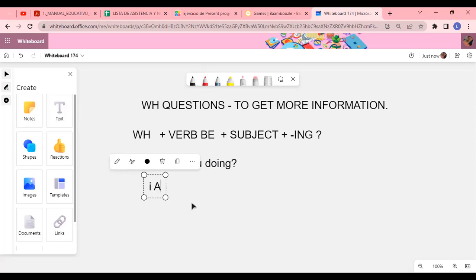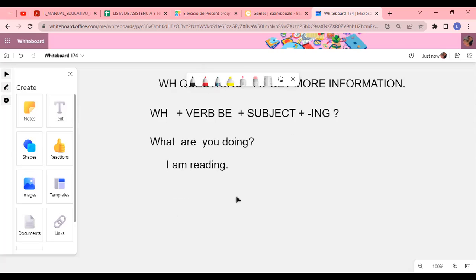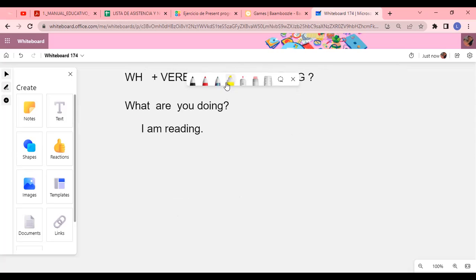Like, for example, I am reading. Okay, I am reading. ¿Por qué? I am reading a book. Porque le dice doing, haciendo, right?